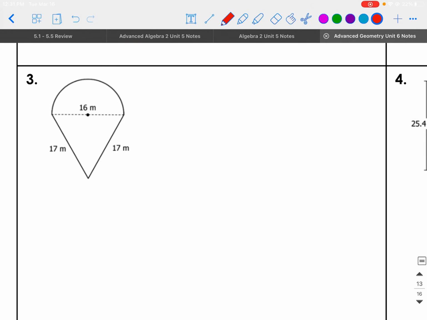Number 3, we have half of a circle. So area of the half circle is half times pi times r squared. My radius is 8. And this is 100.53.